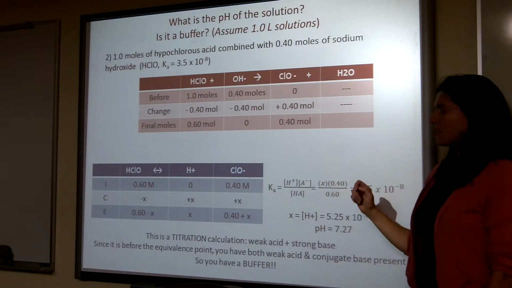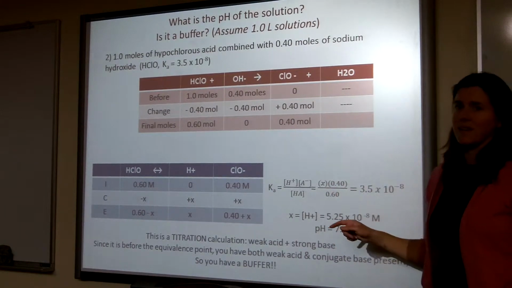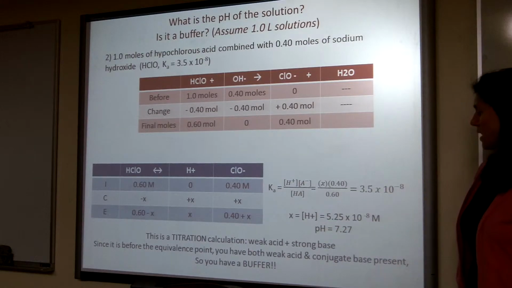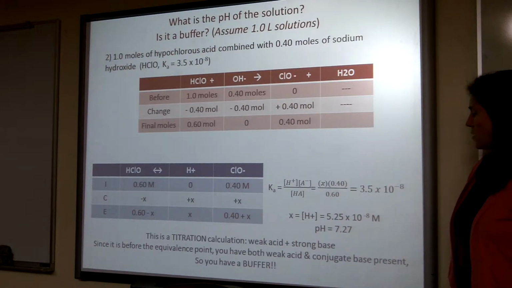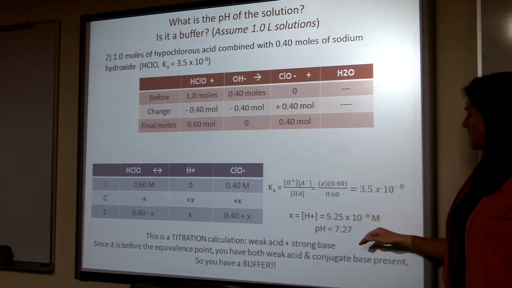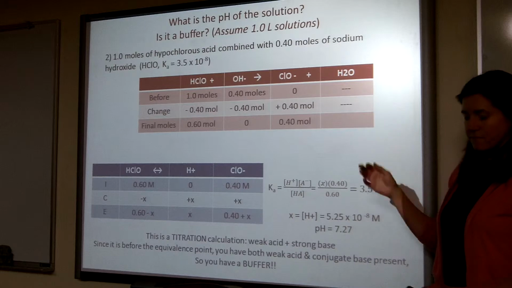Rather than having x squared, I will see something like this: x times 0.4 divided by 0.6 equals 3.5 times 10 to the negative 8th. So when I plug this in, solve for my H+ concentration, and find the pH, you'll notice it's 7.27, which is pretty similar to my pKa because again I have a buffer.